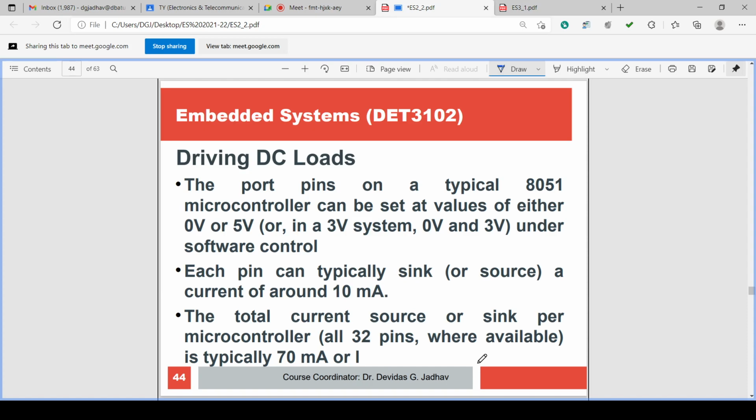Then driving DC loads. So we know the port of the 8051 can simultaneously send all 8 pins, all 8 bits of data from its port to the external circuit connected, or it can sense from the external circuit and take it to the port simultaneously. So this is 8-bit simultaneous operation, which we call a parallel operation.